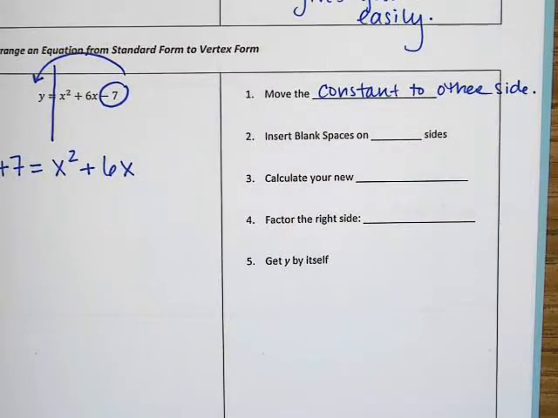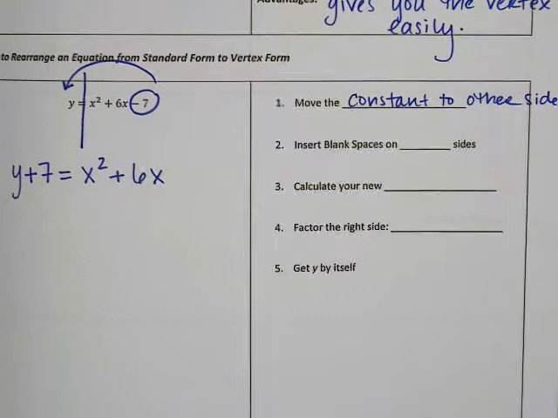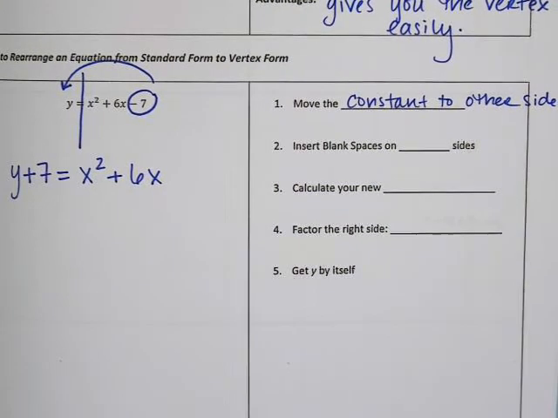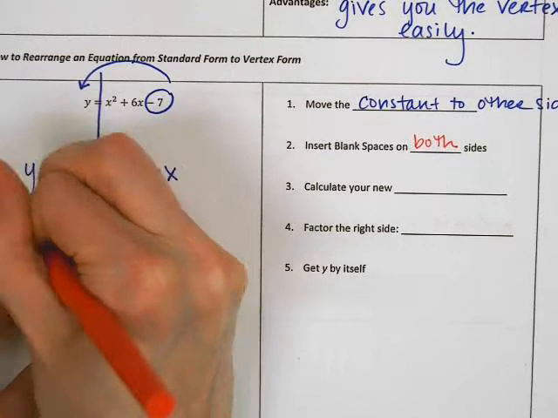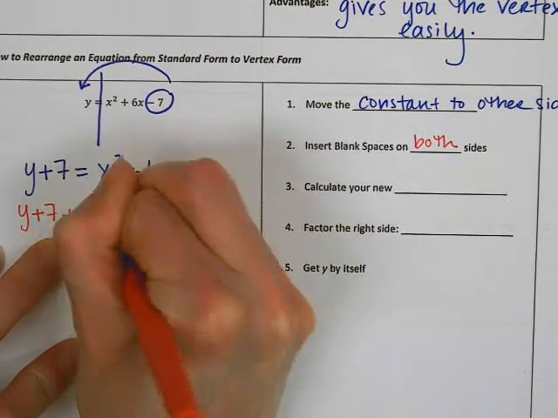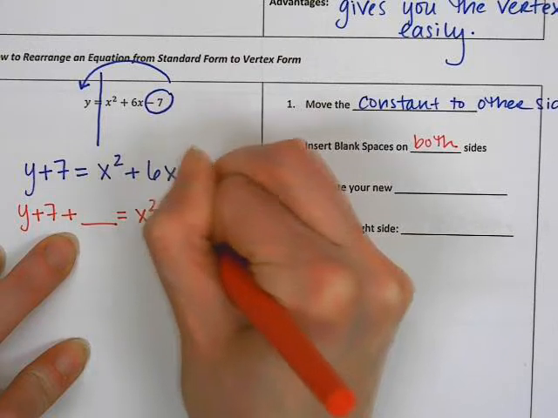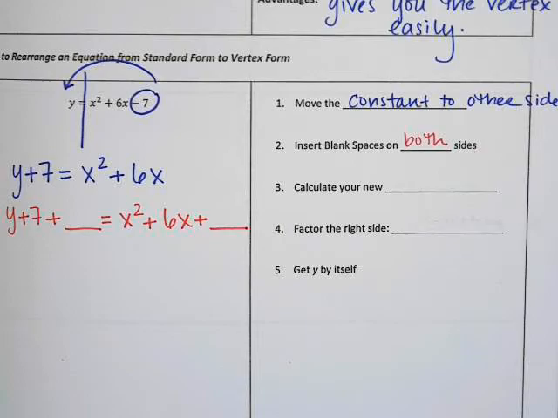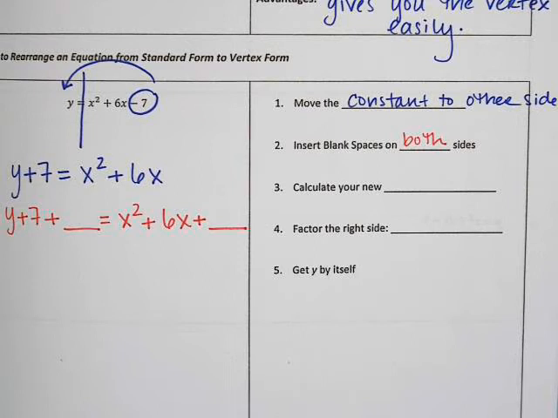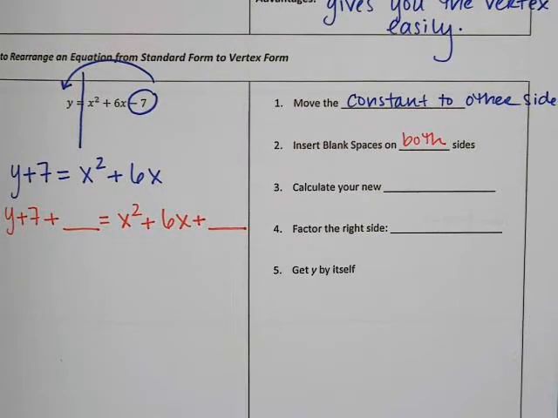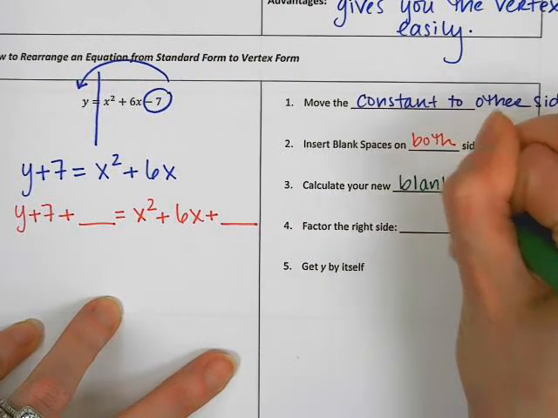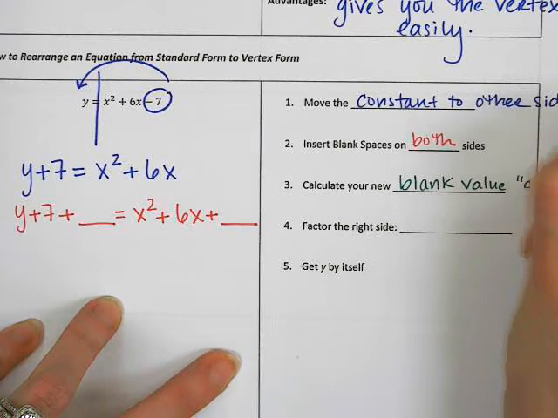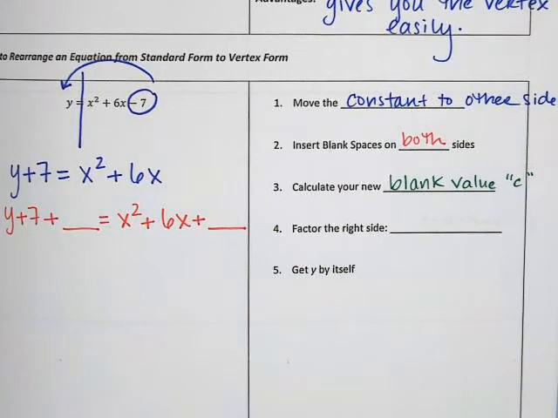Just follow me on the steps here. Okay, so we added the 7 over. Good. Step 2, insert blank spaces on both sides. So now it's going to be y plus 7 plus blank equals x squared plus 6x plus blank. Now we need to find the blank. So calculate your new blank value. A lot of teachers will call it c. So find your new c.